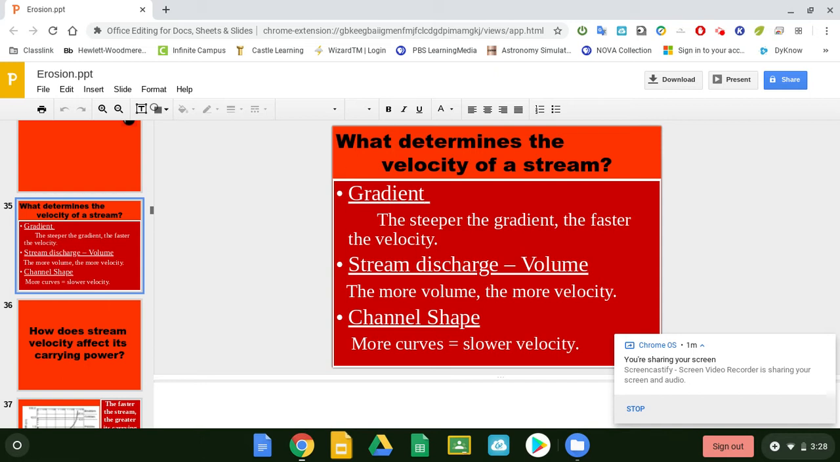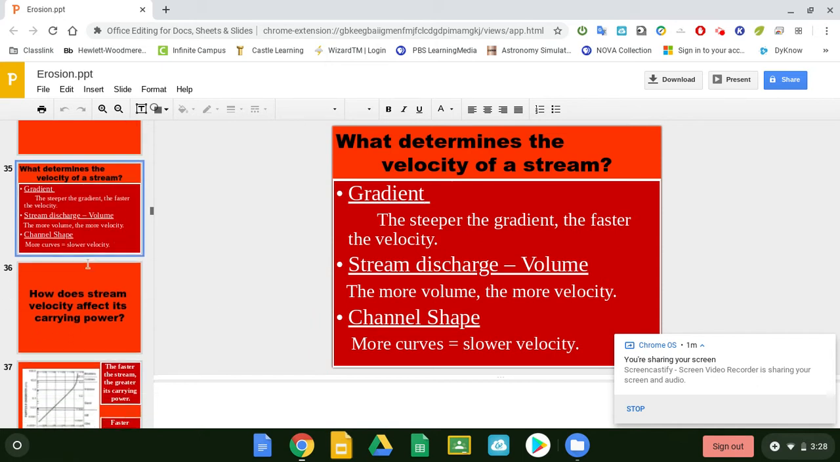And the shape of the river. If you have a straight river with no turns in it, it's going to go much, much faster than if you have the curves. The curves will actually slow down the speed of the water.